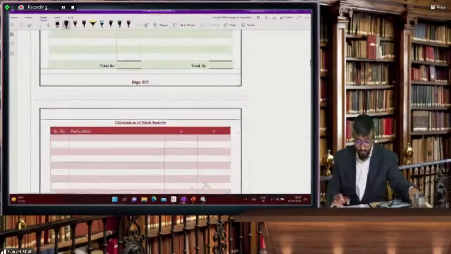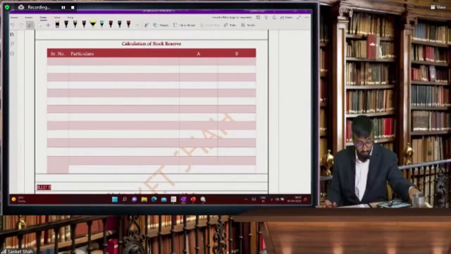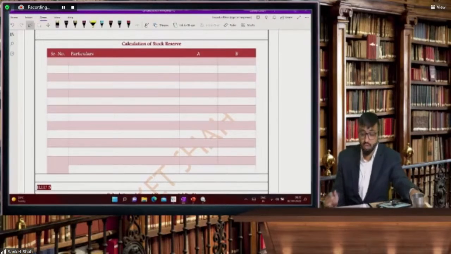Now, one important working note. Calculation of stock reserve. Now this is the heart of this problem. Calculation of stock reserve. Here, understand it first. Understand it and then you have to write it in the comment section in full format.